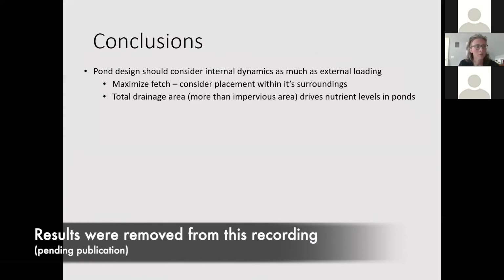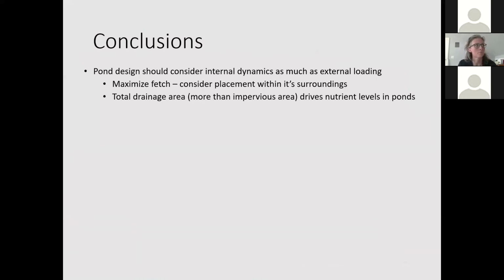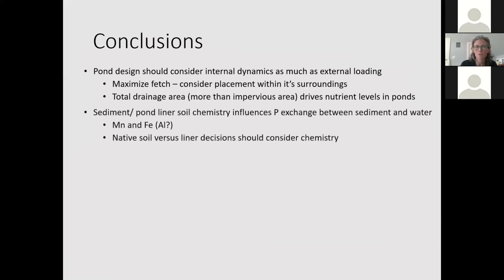So, a quick view of just our conclusions here. It's a small study, so the results are not really generalizable across the globe, but they do indicate a need for a little bit more study. And also that we should be thinking about pond design in terms not just of external loading, but also these internal dynamics. Some recommendations would be to maximize the fetch, the area across the pond, so that when the wind flows across the pond, it can turn it over and maybe break up some of that stratification, which isn't good for phosphorus release.